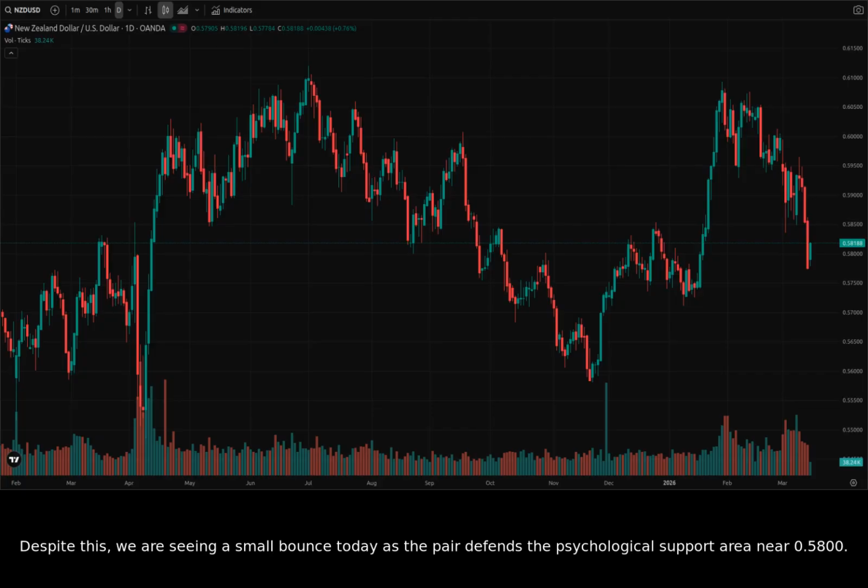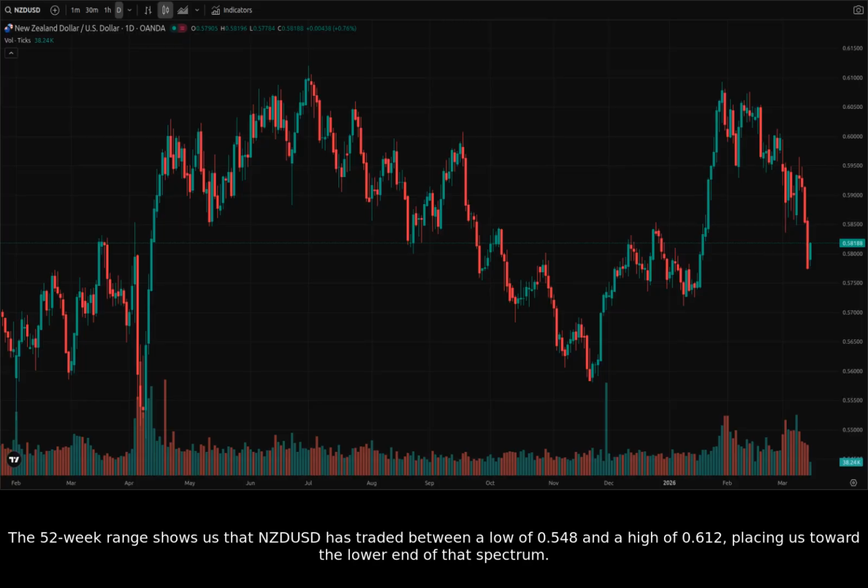Despite this, we are seeing a small bounce today as the pair defends the psychological support area near 0.5800. The 52-week range shows us that NZDUSD has traded between a low of 0.548 and a high of 0.612, placing us toward the lower end of that spectrum.